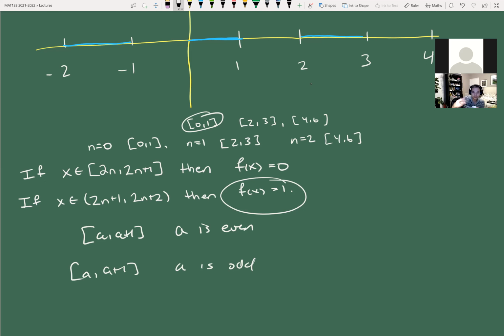Does that make sense? If you don't want to use 2n and 2n plus 1 and this sort of language, you can say a to a plus 1. You're saying a number to its next number, where a is some even integer, or something like that.